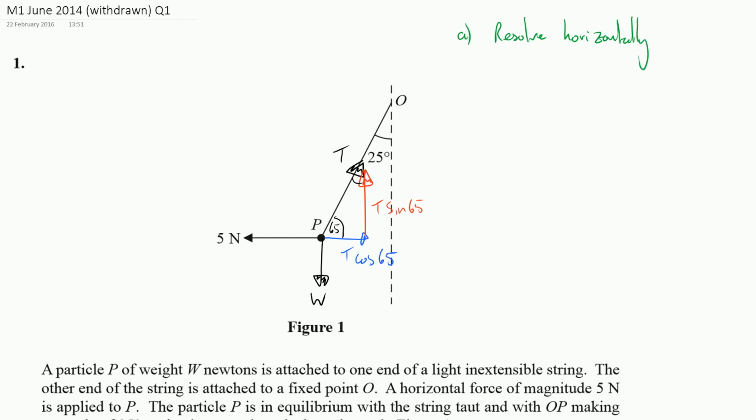Now if I take all my forces acting towards the right, which is T cos 65, and subtract my forces acting to the left, which is 5, I'm going to get 0 because there's no acceleration, it's a static system, which tells me that T cos 65 will be equal to 5, or that T is equal to 5 over cosine 65. And if I tap that into a calculator, I can quickly find out that the answer here is 11.8 newtons.